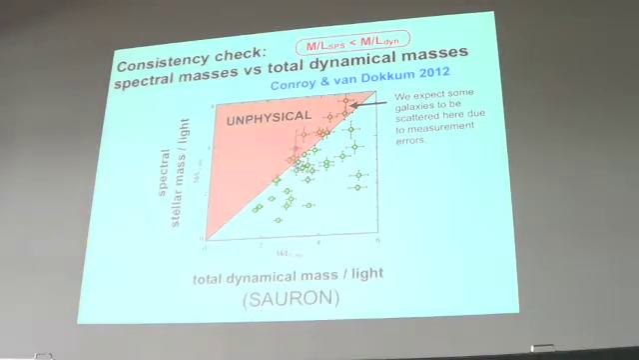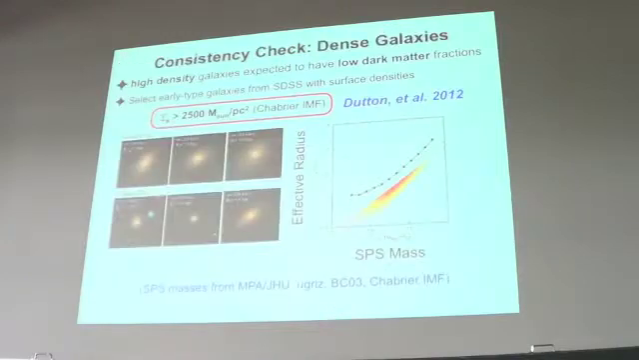And then another consistency check on the method is to go to dense galaxies. And I'll explain in a few slides why we expect high-density galaxies to have low dark matter fractions. So we select galaxies that have surface densities, using a Chabrier IMF, greater than 2,500 stellar masses per parsec squared. So in the size-mass plot, this is just a straight line cut, and we're picking all these galaxies here.